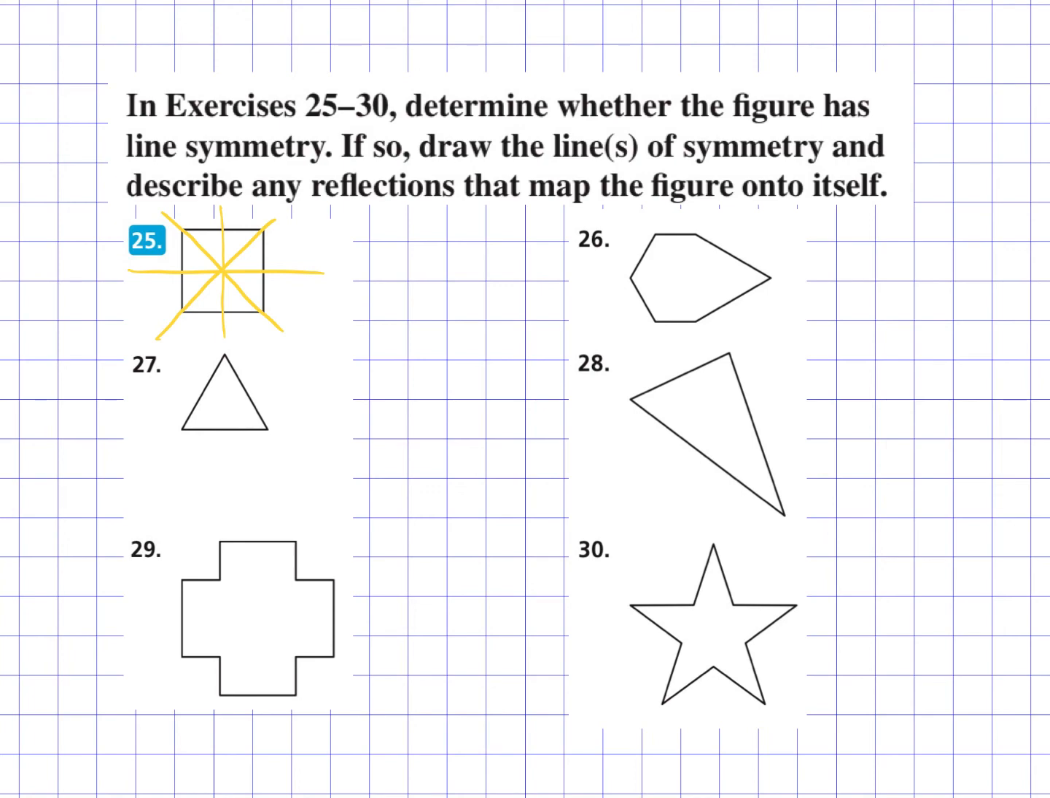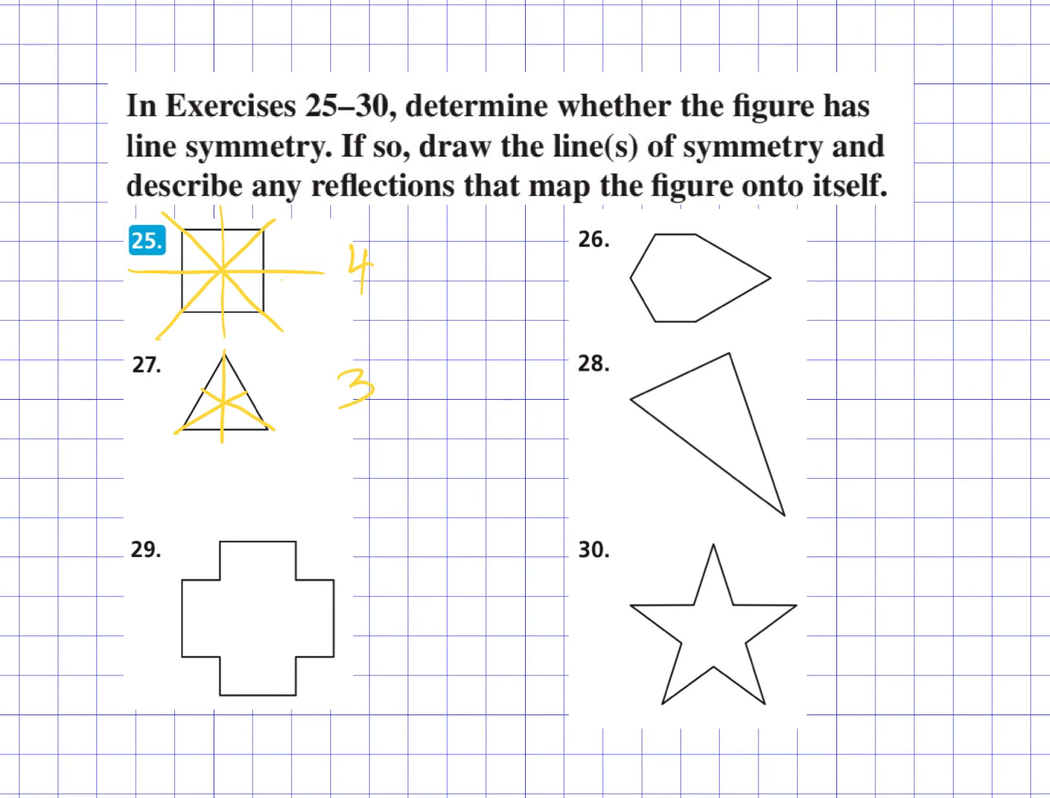Okay. Now, I put the evens on here because I think it's good to show a whole bunch of these. I'll do those in a minute. 27, an equilateral triangle. So here's one line, there's one line, and there's another line. Okay, so there's 3. So there's 4 in 25, there's 3 in 27.